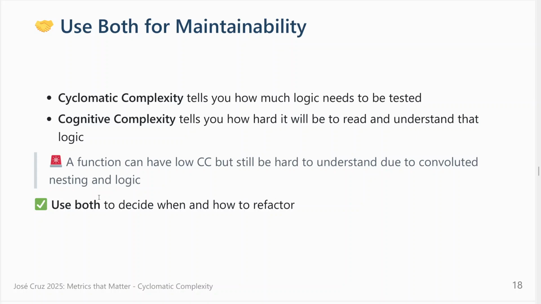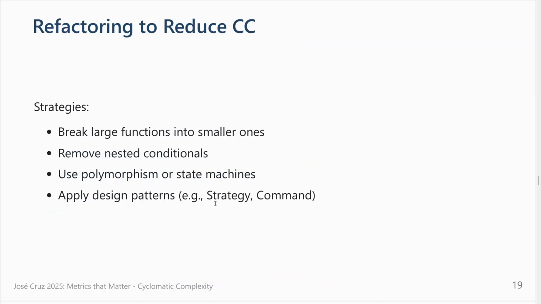But at the end of the day, use both to decide when and how to refactor. That's one of the things that I usually use these kinds of metrics for. So refactoring to reduce CC, one way to refactor, and I will show you how I usually refactor. There are a lot of different strategies, and I will talk about them in other videos, but today I just like to show you a simpler one so you have an idea how to move on. Of course, just to give you a kind of interest in this kind of thinking. So sometimes you should break large functions into smaller ones. Sometimes just split the code.